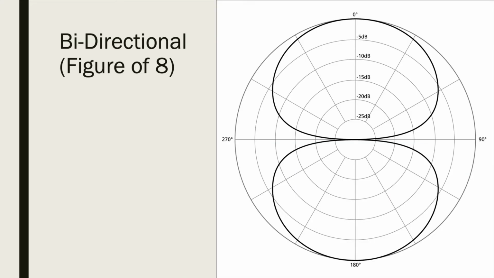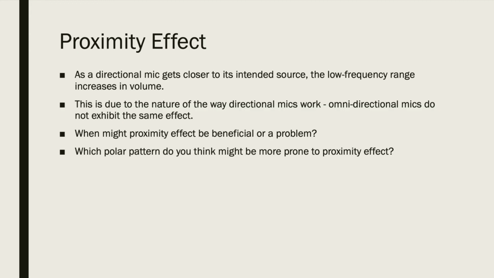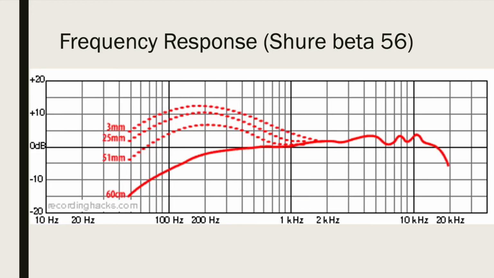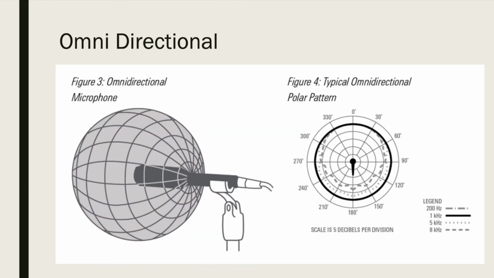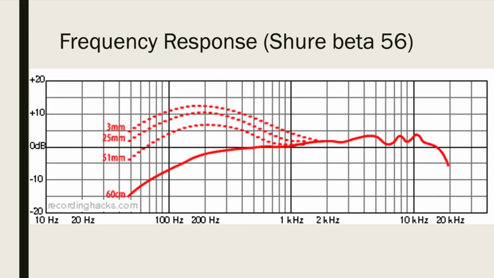So figure 8 microphones, such as ribbon microphones, are, I don't want to say worst for this in terms of how much proximity effect they exhibit, but they have the most proximity effect, your bidirectional stuff. Omnidirectional does not have any proximity effect. So let's talk about where this might be useful.